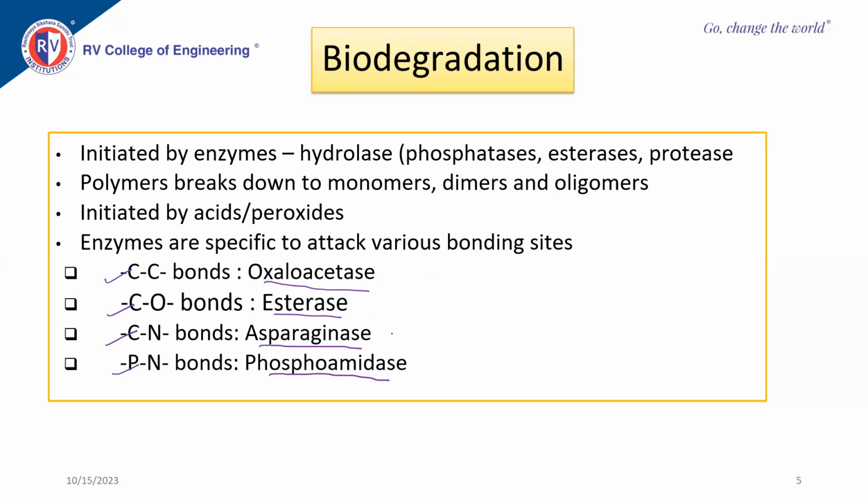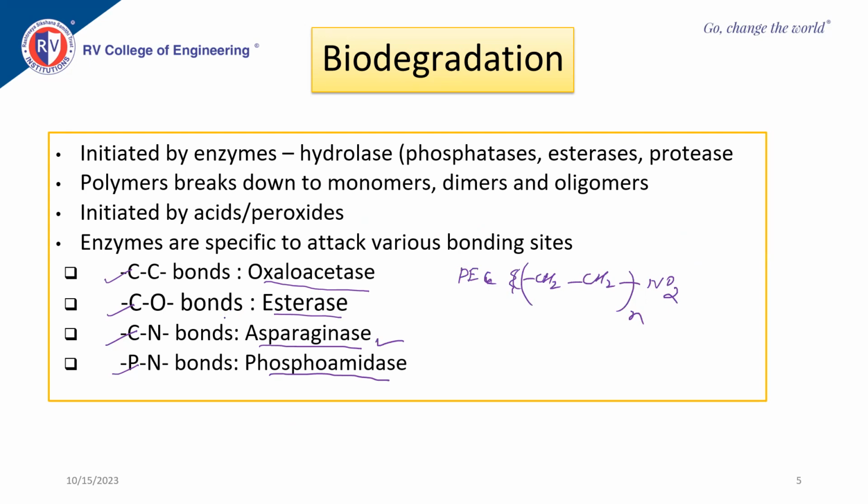So, for example, if you have any nitropolymers, you have to add both oxaloacetate and asparginase for complete degradation. If you have only polyethylene chloride, your addition of oxaloacetate can result in complete degradation. Okay, in the end, if you have nitroethylene, then what happens? You have to add even asparginase. Likewise, various enzymes are there to cleave particular bonds. So you can consider this as a drawback with biodegradation.